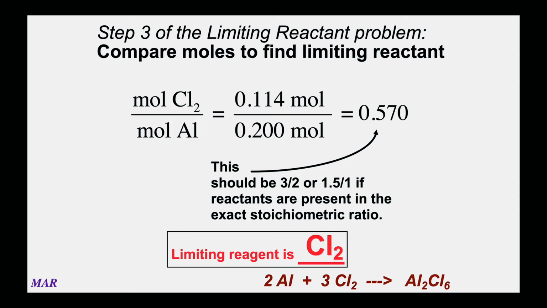Now remember, if the chlorine was a bigger amount, then 0.570 would get larger, all right? But here the ratio is much less than 3 over 2. That means the limiting reactant is going to be the chlorine, the part that's on top. And remember, if this way is weird to you, I've got another way coming up which I find a little easier, although it is more work.